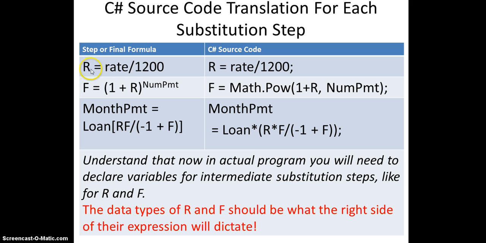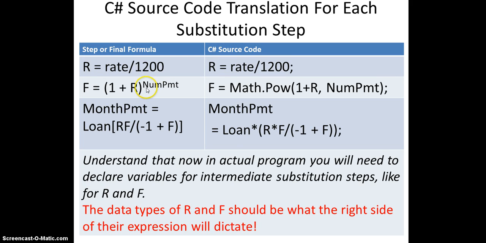So R was rate divided by 1200. There's not much change here. All we show is, assuming that R has been declared before this line, we say R equal to rate divided by 1200 semicolon. Each C-sharp statement ends with a semicolon. This requires a bit more. We did a substitution that F equal to 1 plus R to the power num payment, num PMT. Well, C-sharp does not have a hat operator, and we cannot write power like this the way we wrote in PowerPoint here. We cannot write power like that in the source code.